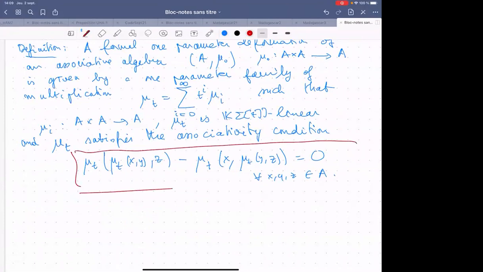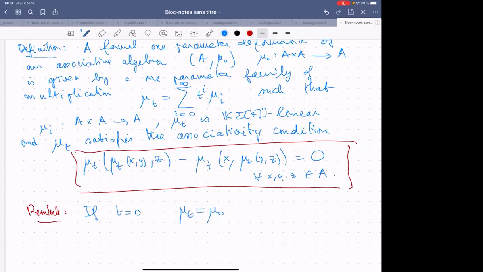Now if you want to deform a structure, you just have to consider a family of operations with respect to a parameter t. This family mu t, this formal deformation, is what we call a formal deformation of mu 0, because you can see that if I set t to be 0, then mu t is mu 0. Remark: if t is 0, then mu t equals mu 0, the original operation of your algebraic structure.